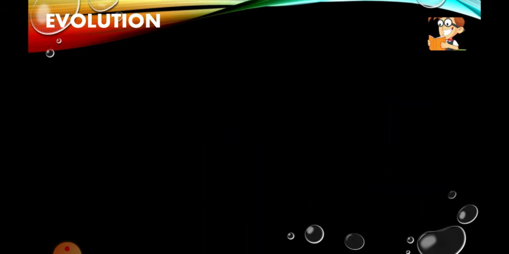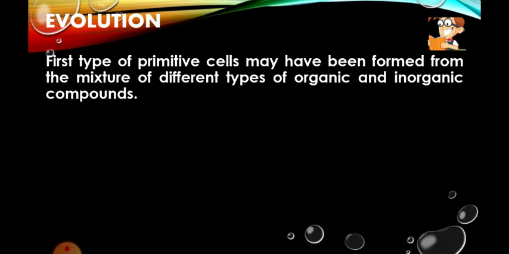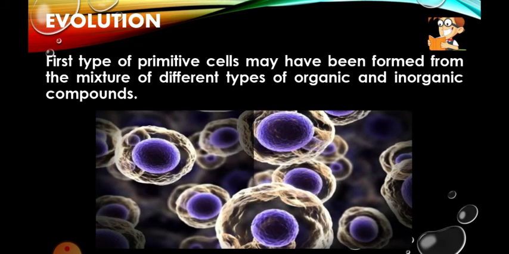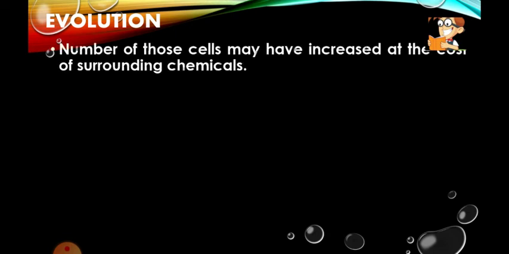And then it was believed that from these complex compounds like DNA, RNA, proteins, primitive cells must have been formed from the mixture of different types of organic and inorganic compounds. This is the photo of the first primitive cell, also called a leuca. So from these complex compounds, these primitive cells, which are unicellular in nature, must have formed. And then later on, the number of those cells may have increased.